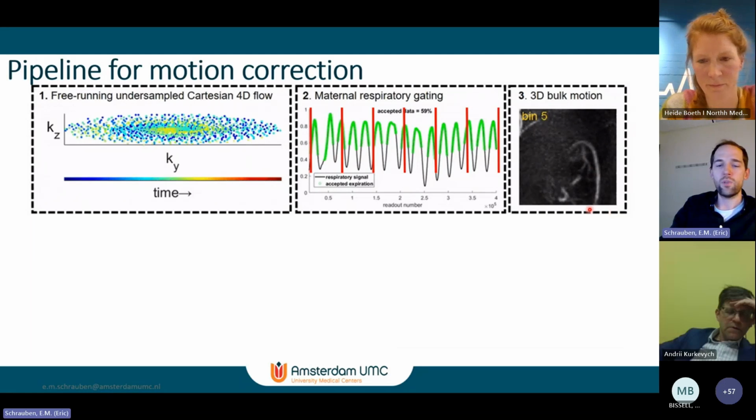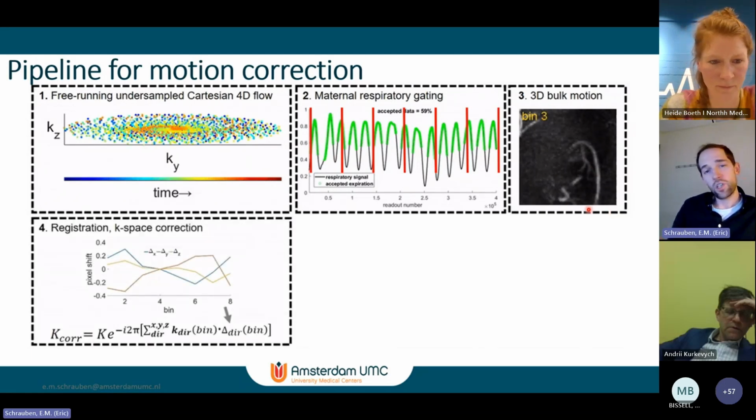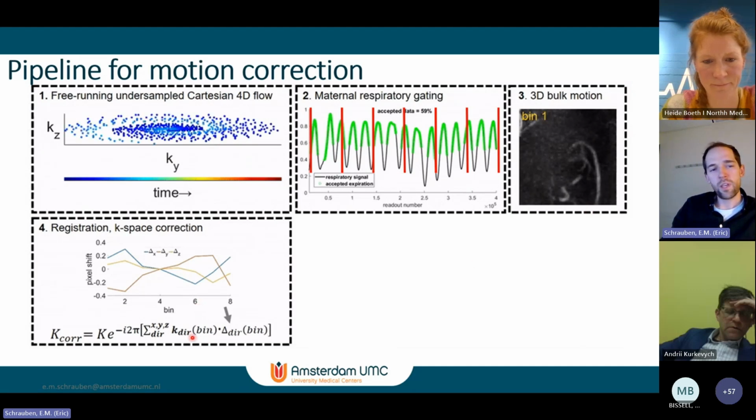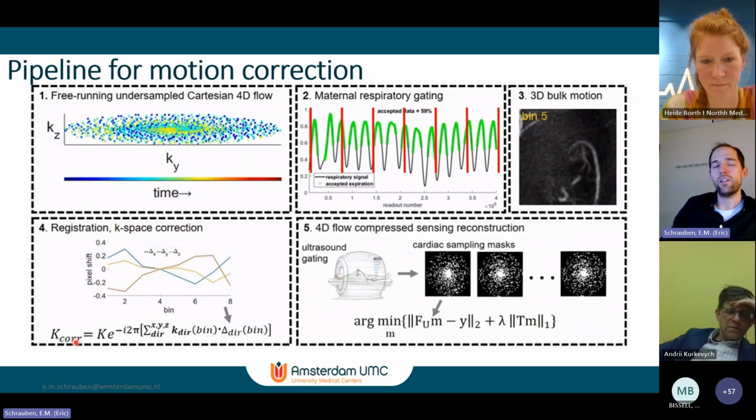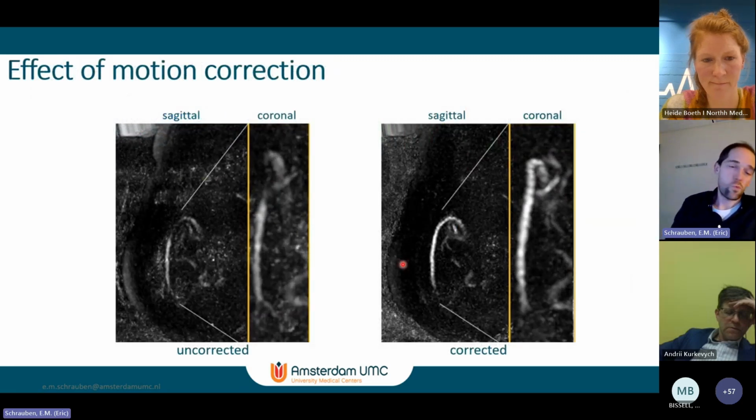If we register these images together, we get pixel shifts in image space. We can apply them as a phase shift in K-space, which gives us a corrected K-space that we can now put directly into our compressed sensing reconstruction using the smart sync signal for cardiac gating. So we've done this a few times, or around 35 times at this point with the group in Denver.